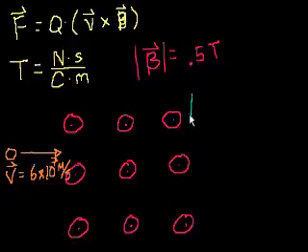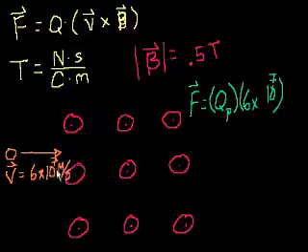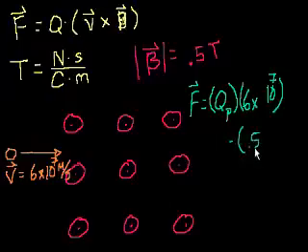So the magnitude of the force on the particle is going to be equal to the charge of a proton, I'll call it Q sub P, times the magnitude of the velocity, 6 times 10 to the 7th meters per second. We're using all the right units. If this was centimeters, we'd probably want to convert it to meters. And then times the magnitude of the magnetic field, which is 0.5 Teslas. I didn't have to write the units there, but I'll do it. Times the sine of the angle between them.